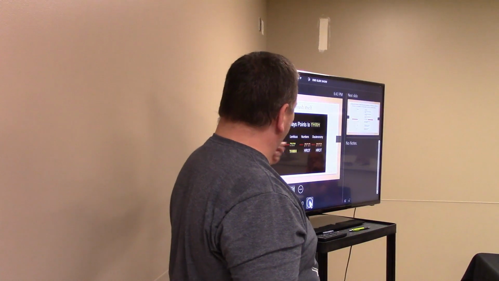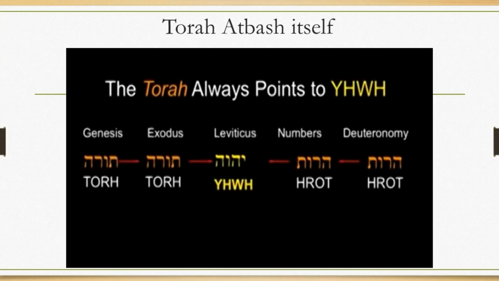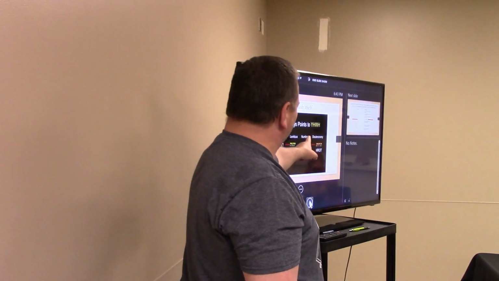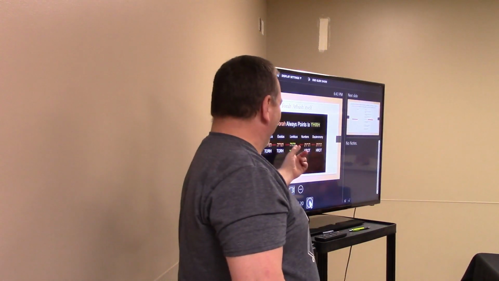You have Genesis and Deuteronomy, forwards, backwards. Exodus, Numbers, forward, backwards. What's in Leviticus? What's in the center? Guess what? Yahweh. If you go to the first Yud in Leviticus, 7 letters in is a Yud. 7 letters later is a He. 7 letters later is a Vav. 7 letters later is a He. The name of God.